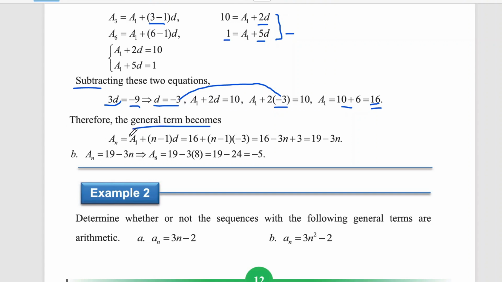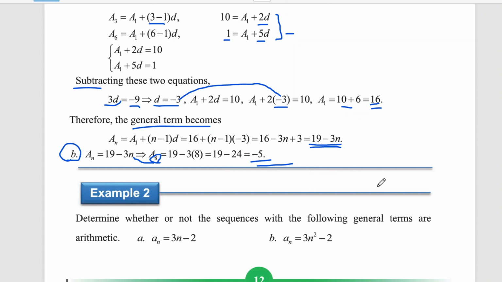Therefore, the general term becomes: An is equal to A1 plus (n minus 1) times d. We have found d, we have found A1. So by substituting, we finally get our general term. If we are asked to find the 8th term, we substitute 8 for n. When we substitute 8 for n, 16 minus 3 times 8, which is 24. 19 minus 24, which is minus 5.